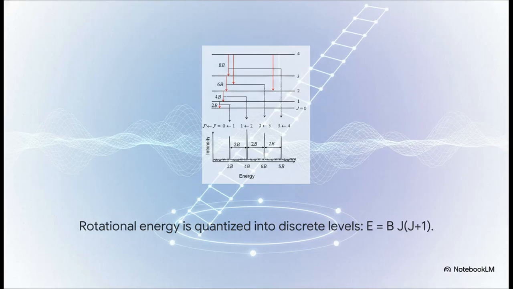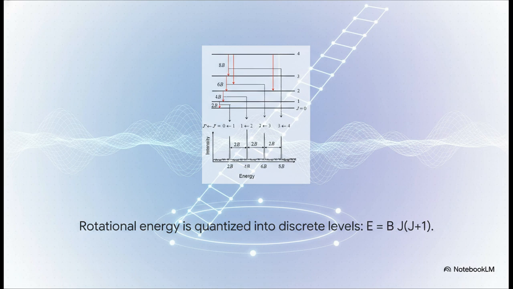And this is where things get a little bit quantum. See, a molecule can't just spin at any random speed. Its rotational energy is quantized, which means it can only exist in specific, separate energy levels, kind of like the rungs of a ladder. The allowed energy for each rung is determined by that B constant we just talked about and a rotational quantum number J, which is just a simple way of labeling the energy level, 0, 1, 2, and so on.